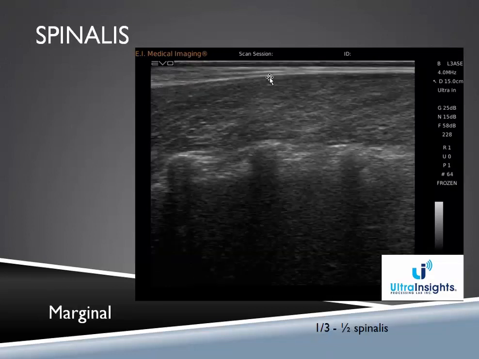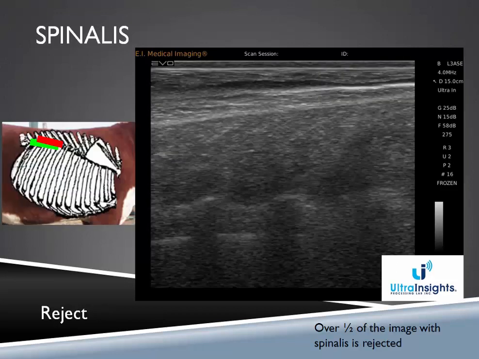This image is going to be marginal. We've got a little band here. This is probably acorn, but acorn or spinalis creeping up. And the acorn or spinalis has to be less than a third to be acceptable. If it's a third to half of the way across the image, it's a marginal, and over half is rejected. In this case, this image has spinalis all the way across.